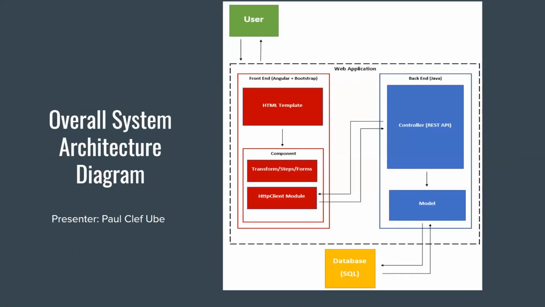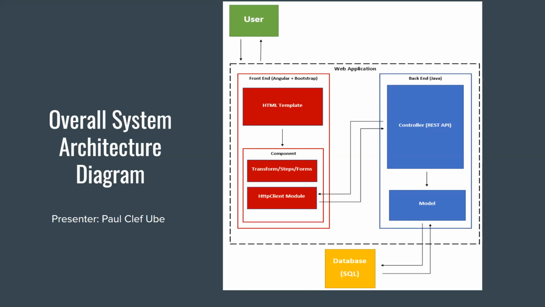All right, so as you can see here, there's the overall system architecture diagram. So the web application consists of a front end and a back end. So we start with the user in the top left, which are employees and contractors. They mainly interact with the HTML template. That's where they make requests and receive responses from the web application. From the front end, the HTML template interacts with Angular components. The HTTP client model mainly interacts with the backend.